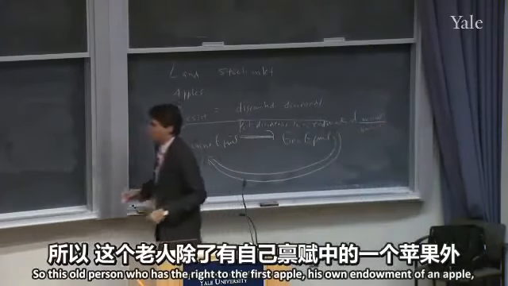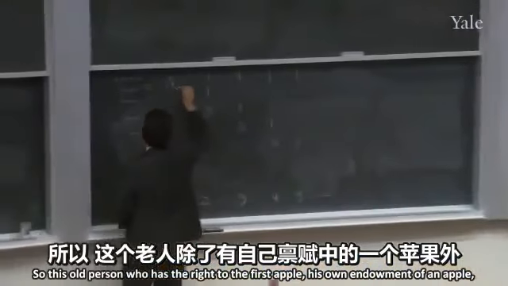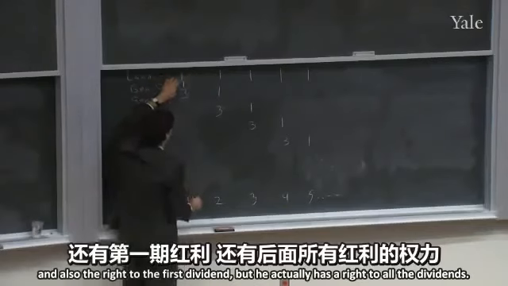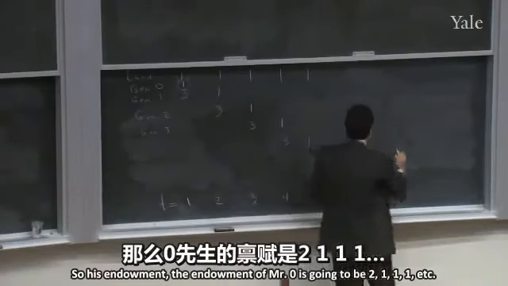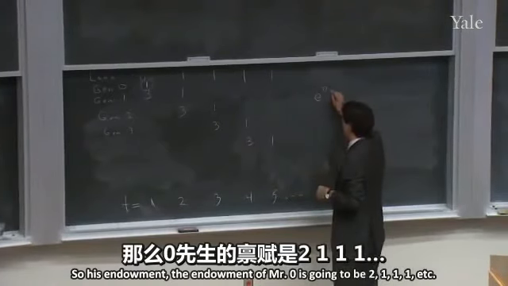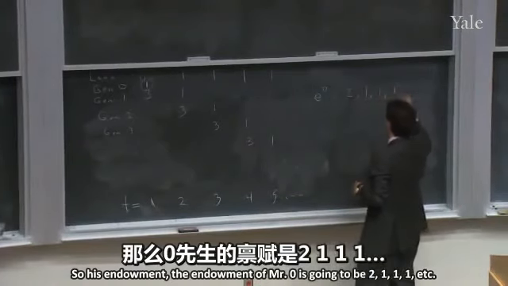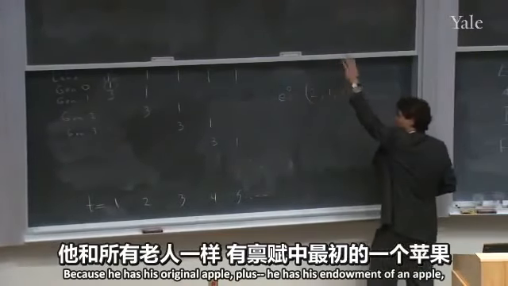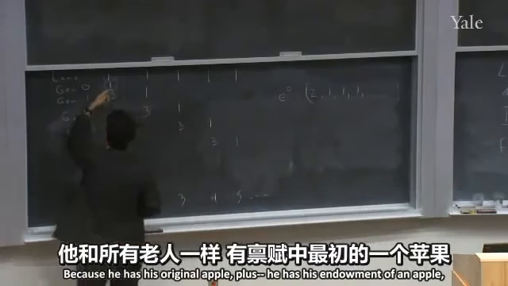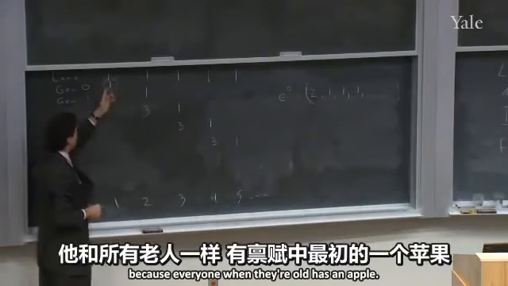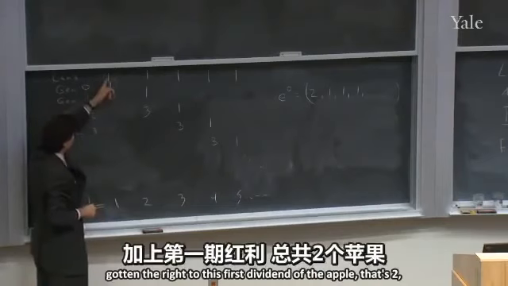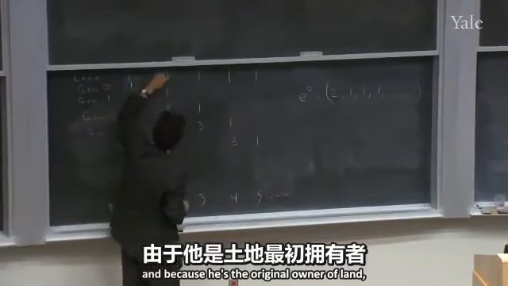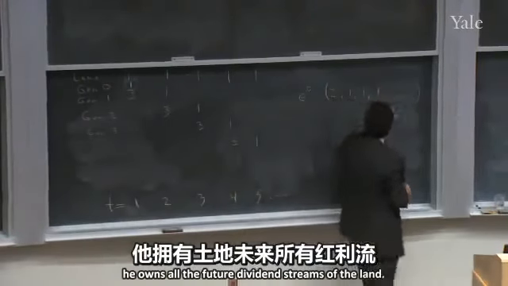Okay, so this old person has the right to the first apple, his own endowment of an apple, and also the right to the first dividend, but he actually has a right to all the dividends. So the endowment of Mr. Zero is going to be 2, 1, 1, 1, etc. Because he has his original apple, because everyone when they're old has an apple. He's also, because he's owned the land before, gotten the right to this first dividend of the apple, that's 2, and because he's the original owner of land, he owns all the future dividend streams of the land.